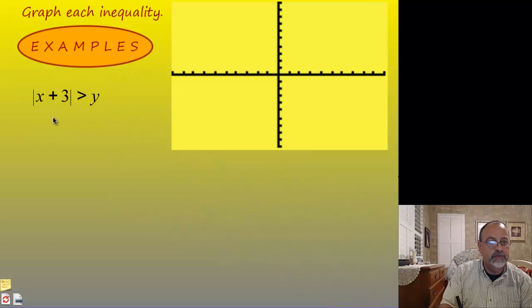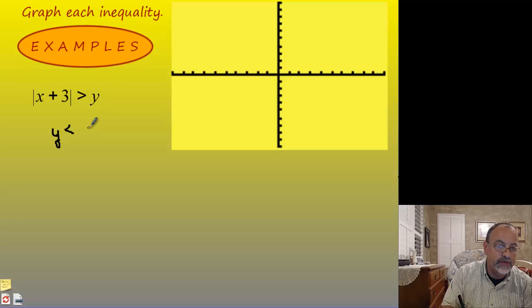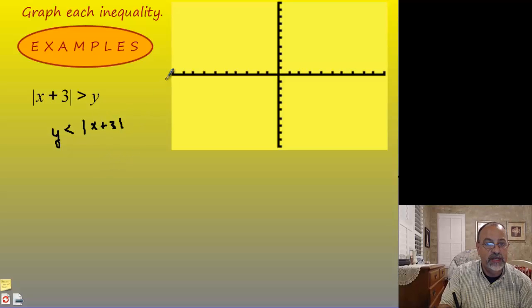We'll take a look at this one first. The absolute value of x plus 3 is greater than y. Again, I like to have the variable on the left, so I'm going to switch these around. So actually I'm going to have to use the symmetric property. So I'm going to make this y is less than, reading from right to left, y is less than the absolute value of x plus 3. So now I have what I need, so I'm going to go ahead and label my graph, put my appropriate markings on here, and then I'm going to graph the absolute values like we did before.